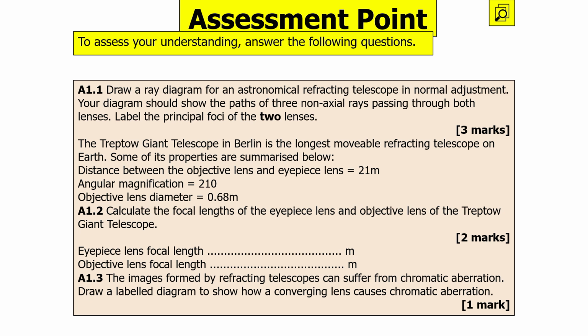Then the images formed by the refracting telescope can suffer from chromatic aberration. Draw a labeled diagram to show how convergent lenses cause chromatic aberration. So pause the video now, then unpause the video when you want to go through your answer.